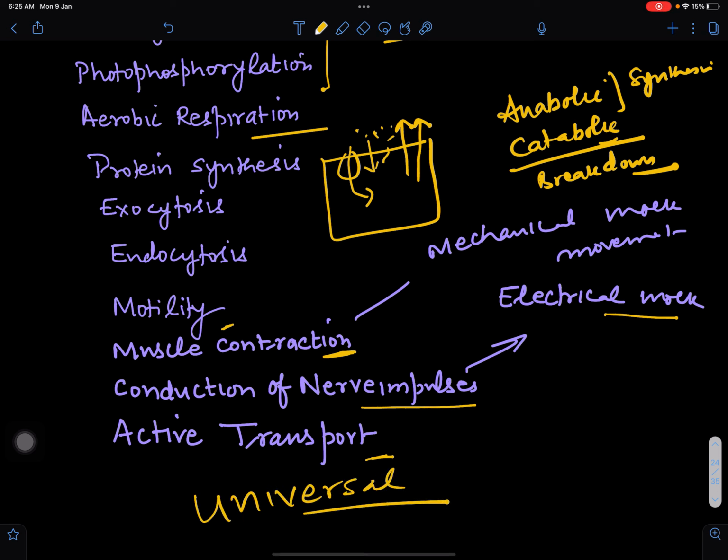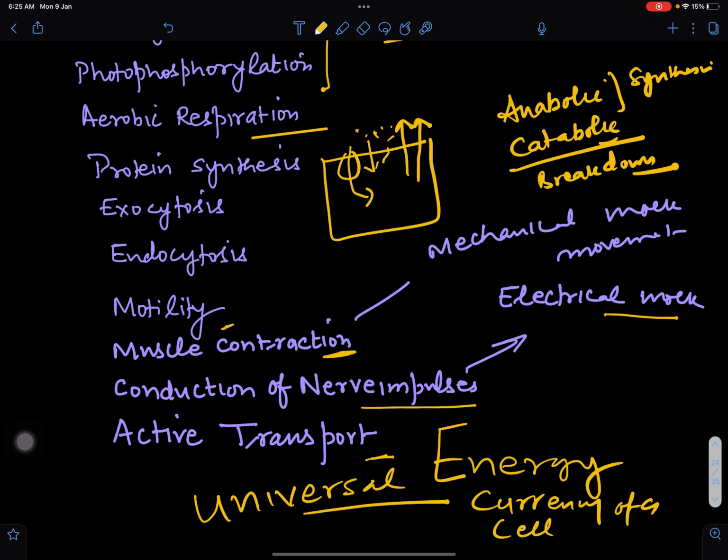This is also stored, so this acts as an energy pool, and this is used whenever it is required, so this is called the energy currency of a cell. So ATP is called the energy currency of a cell. So this is all about ATP.